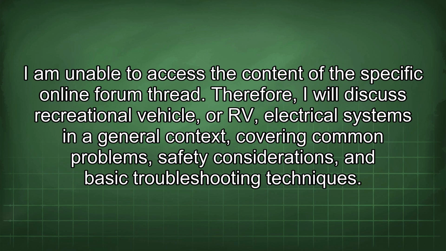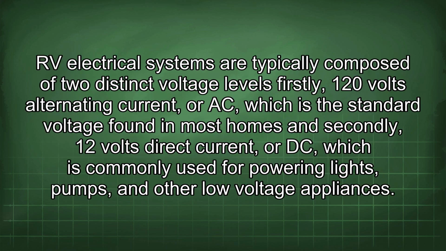basic troubleshooting techniques. RV electrical systems are typically composed of two distinct voltage levels. Firstly, 120 volts alternating current, or AC, which is the standard voltage found in most homes, and secondly, 12 volts direct current, or DC, which is commonly used for powering lights, pumps, and other low voltage appliances.